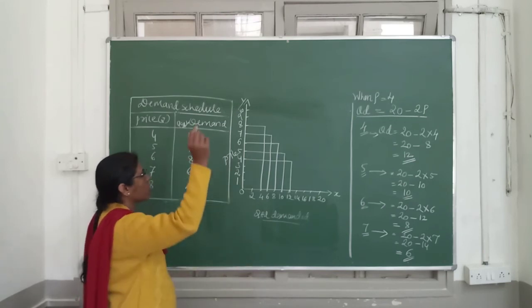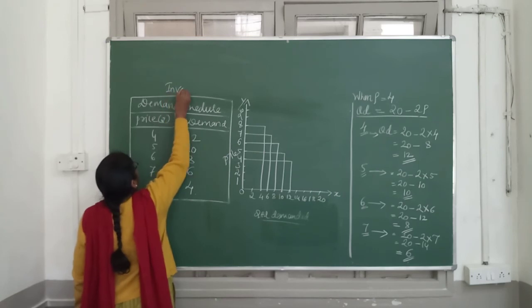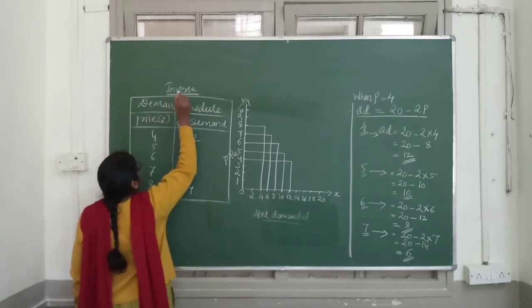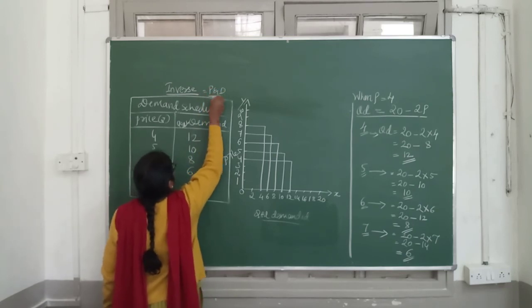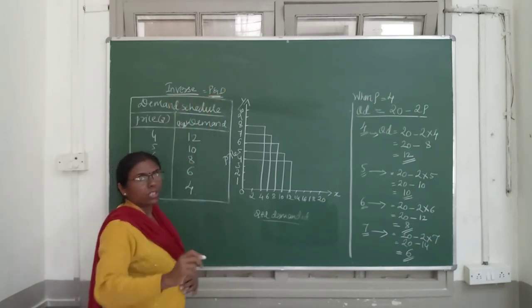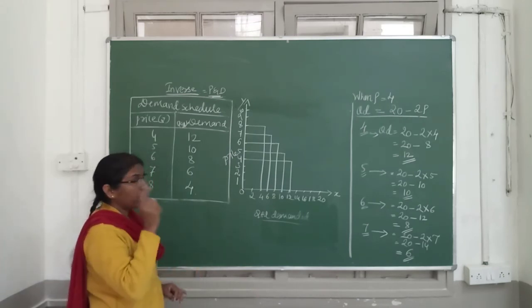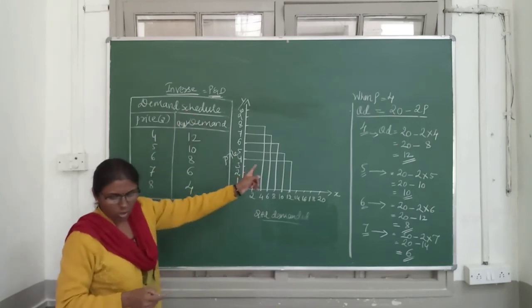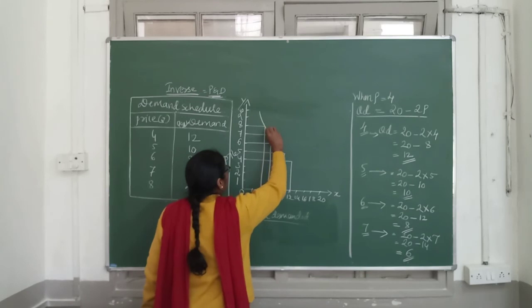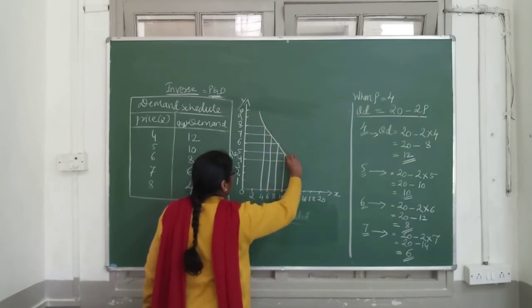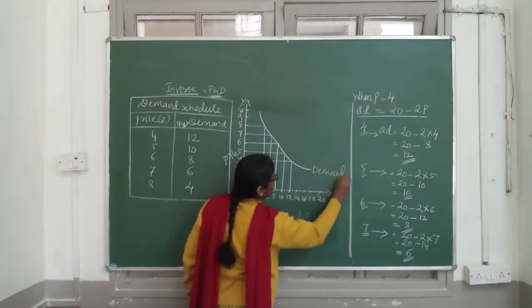Always there is an inverse relationship between price and demand. What type of relation? Inverse relationship between P and D. Inverse means opposite. Opposite relationship between price and demand. Therefore, the demand curve always slopes downward from left to right. So this is the demand curve.